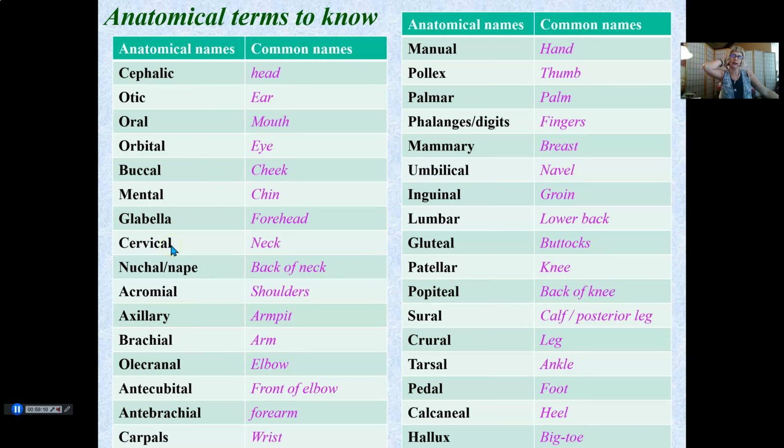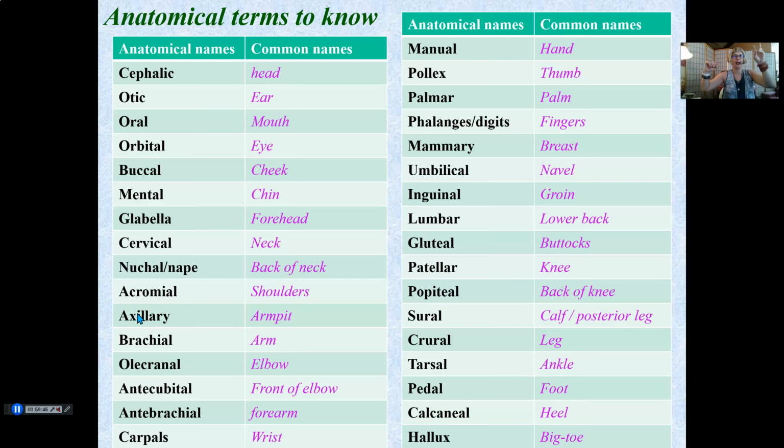Cervical is neck, but right below cervical is the nape of the neck, or nuchal. And then we get to the shoulders. We call that the acromial region because there is a portion of the scapula that has a bony prominence that goes anteriorly, or ventrally, and faces forward, and it's right above that humerus, so we call that the acromion. And so the acromial region is pretty much right adjacent to your arm socket, which is the humerus and the glenoid cavity, which you'll learn when you get to skeletal system.